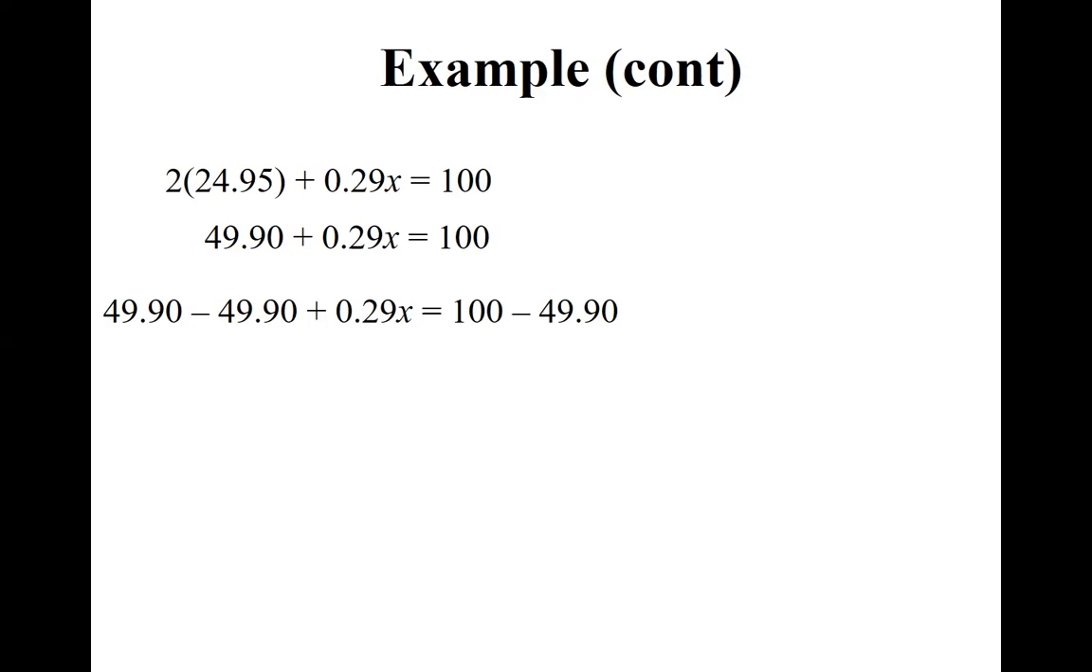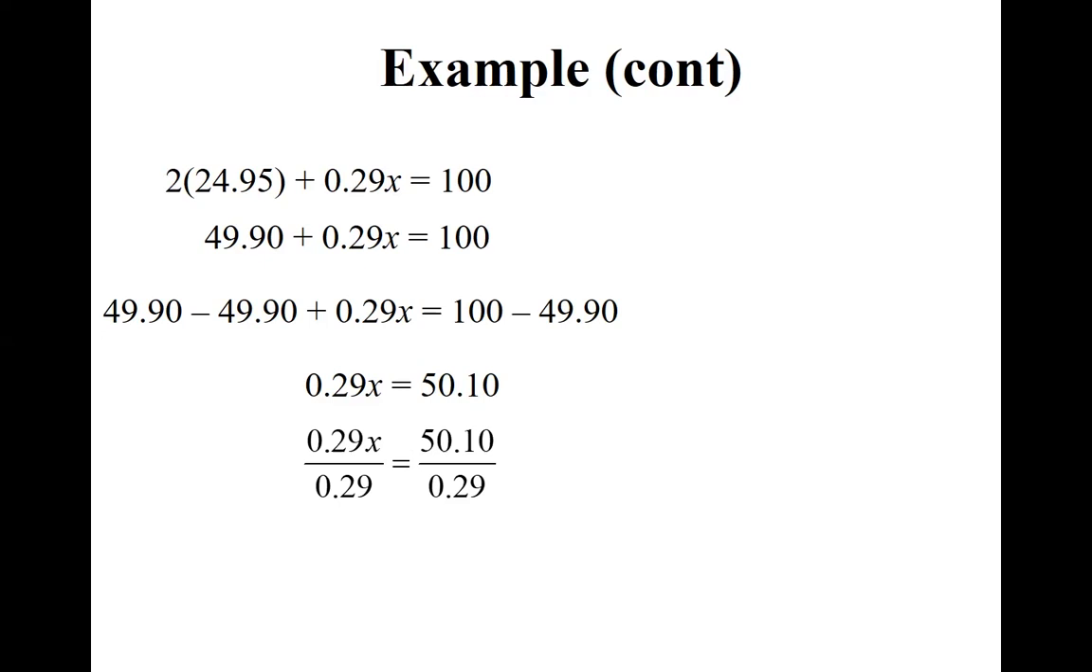The 49.90 minus 49.90 on the left cancel each other out, leaving us with just 0.29x. And 100 minus 49.90 is $50.10. The final step, and you'll be using a calculator for this for sure, is to divide both sides by 0.29. Because we need to get rid of multiplying by 0.29 on the left. That means we need to divide by 0.29 on the left, but whatever we do on one side, we have to do to the other.